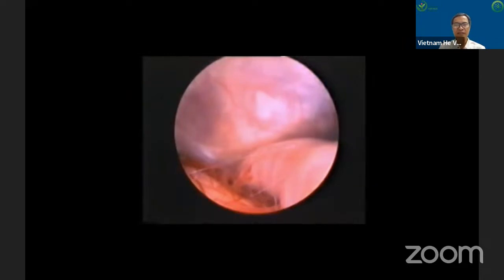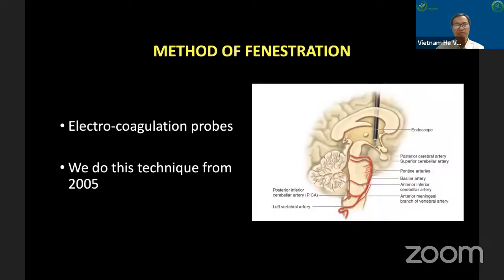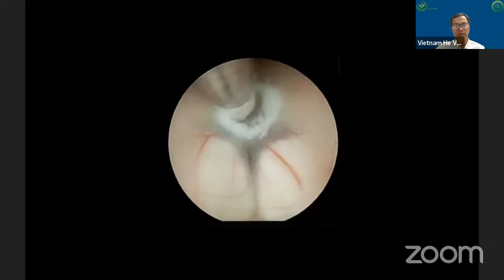I have some advice. If you have everything, like endoscopic instruments, don't use this technique. But when you don't have everything, you can use the scope to make a hole. And nowadays, I use an electrocoagulation probe to make a hole. And of course, it's easier.